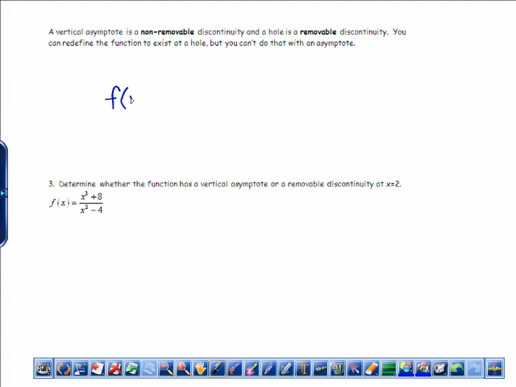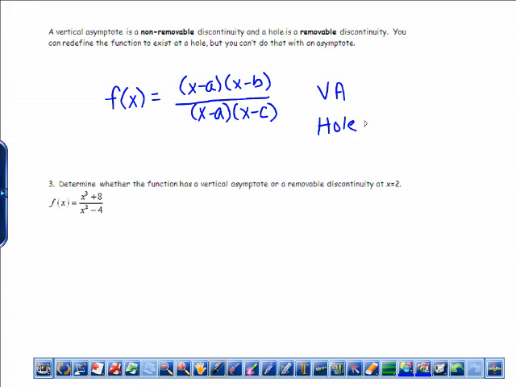Okay, so what I'm going to do here is write a very general function: x minus a times x minus b over x minus a times x minus c. What is my vertical asymptote and what is my hole? Because this cancels, we'll do that part easy, there is a hole at x equals a. And again, I don't know the y value. I'd have to plug in, it would be a messy expression at this point. And my only vertical asymptote is x equals c.